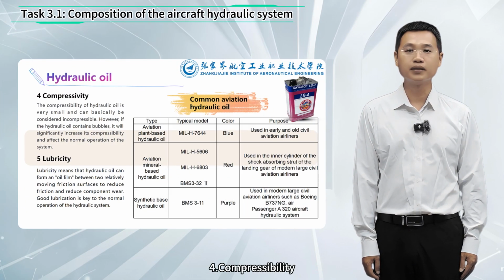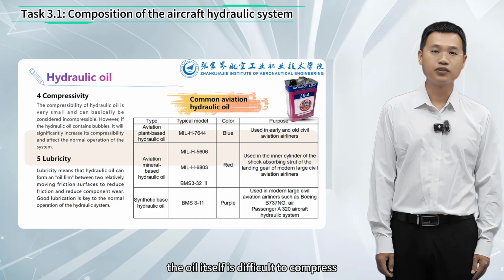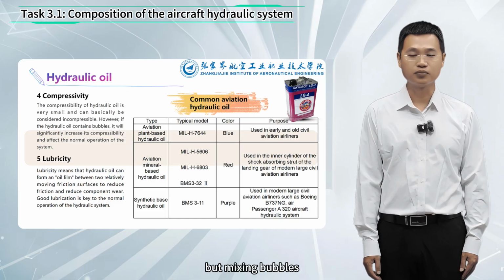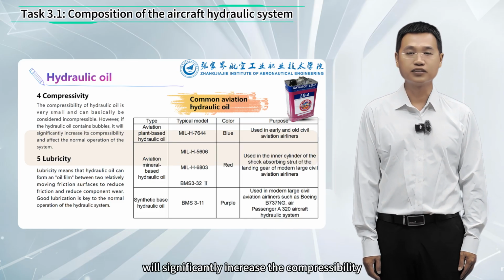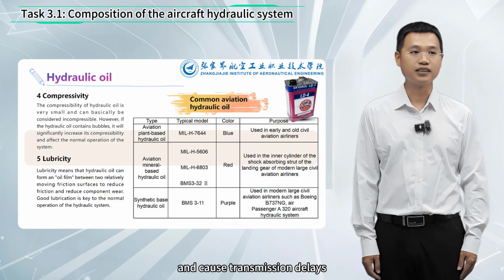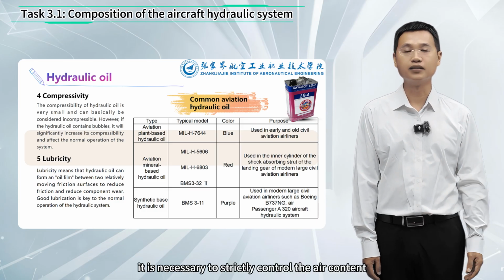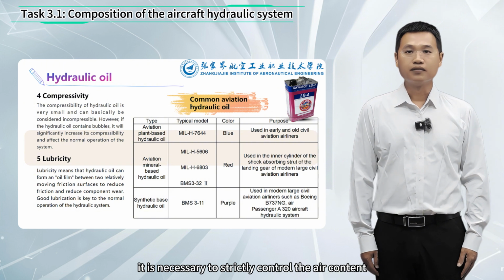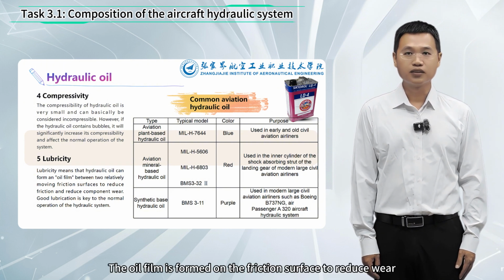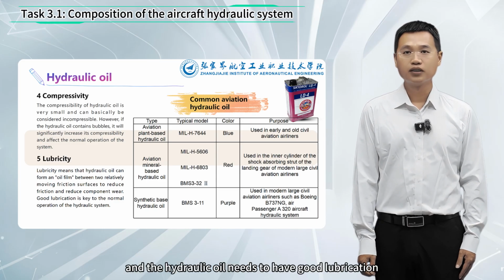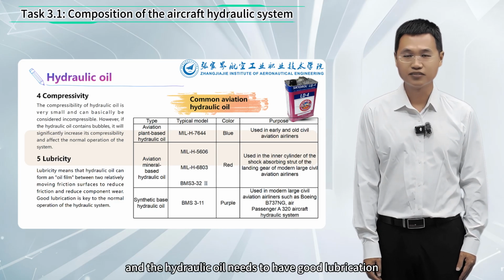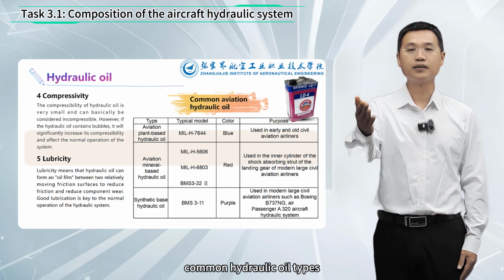4. Compressibility. Oil itself is difficult to compress, but mixing bubbles will significantly increase the compressibility and cause transmission delays. It is necessary to strictly control the air content. 5. Lubrication. An oil film is formed on the friction surface to reduce wear, and the hydraulic oil needs to have good lubrication. Common hydraulic oil types.